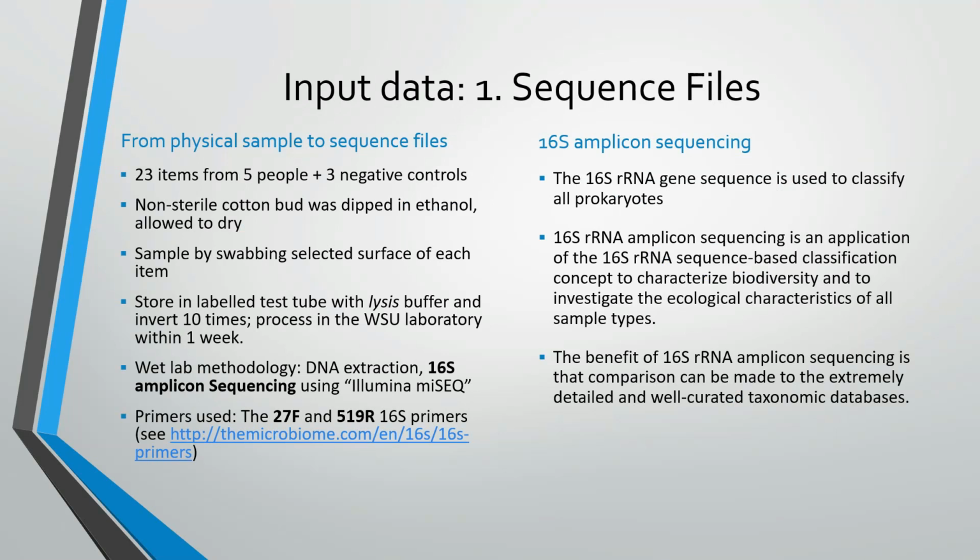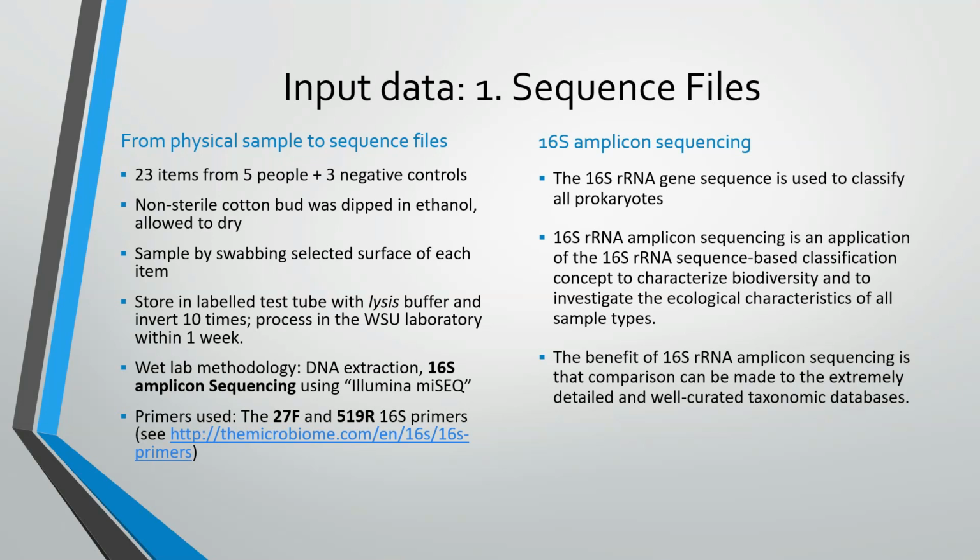So again, the sequence file contains 23 items from 5 people plus 3 negative controls. The samples were collected and then put through the wet lab to do the DNA extraction. So the 16S amplicon sequencing using Illumina MiSeq is used to extract DNA. Now what that 16S amplicon sequencing means is that the 16S rRNA gene sequence is used to classify all prokaryotes. And the 16S rRNA amplicon sequencing is an application of the 16S rRNA sequence-based classification to characterize biodiversity and to investigate the ecological characteristics of all sample types.